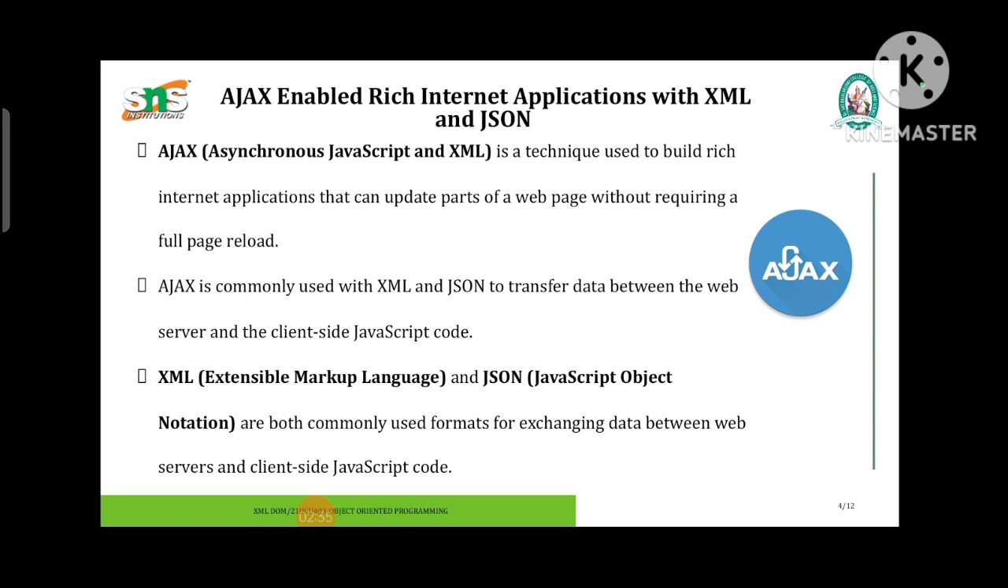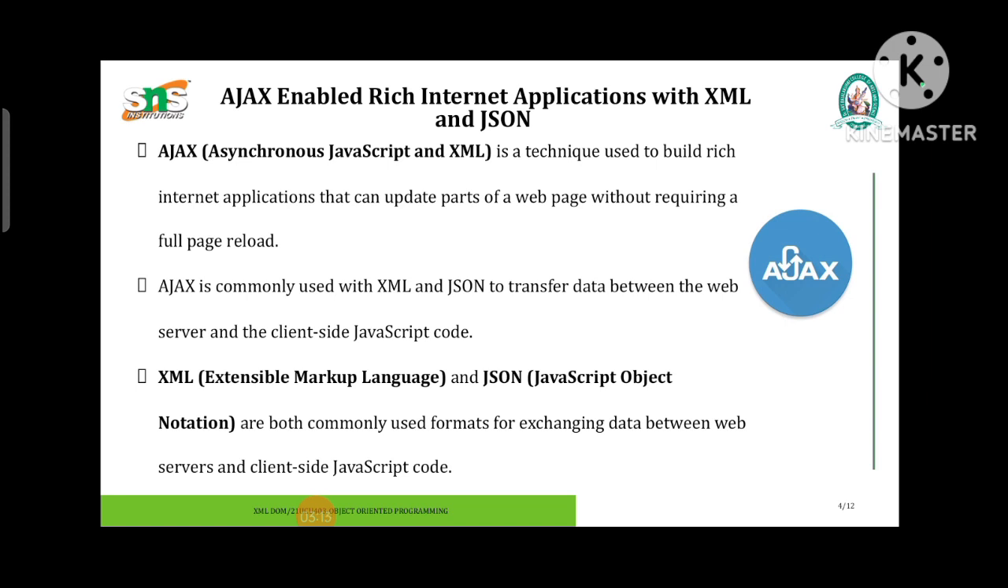Next is the AJAX enabled rich internet application with XML and JSON. AJAX, asynchronous JavaScript and XML, is a technique that is used in Java to build rich internet applications that can update parts of a web page without requiring a full page to be reloaded. AJAX is commonly used with Extensible Markup Language, and JSON is used to transfer the data between the web server and the client-side JavaScript code.